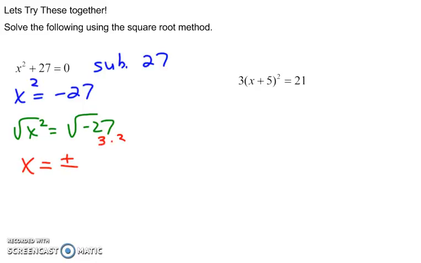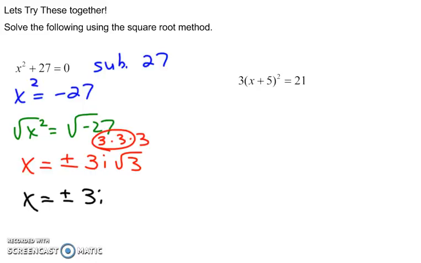This is 3 times 3 times 3. So we have a pair of 3s. So we can pull a 3 out, pull an i out, and we're left with the square root of 3. So our solution again is x is equal to plus or minus 3i square root of 3. In the next problem, the first step here is going to be to divide by 3 on both sides.